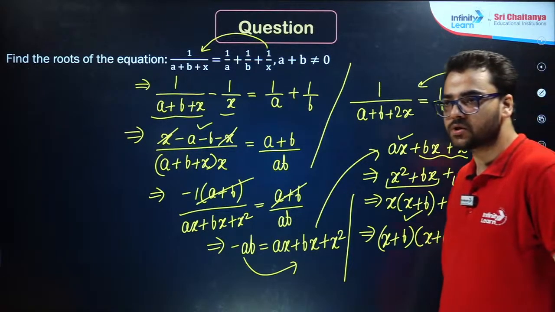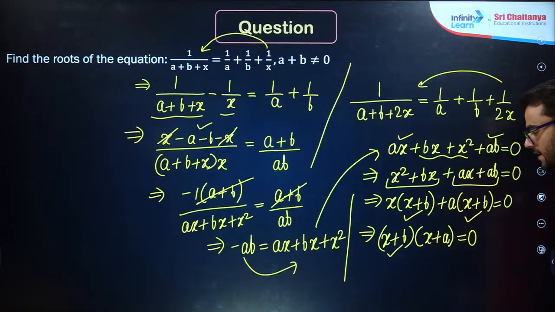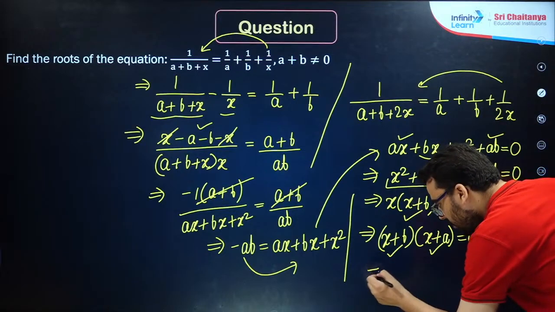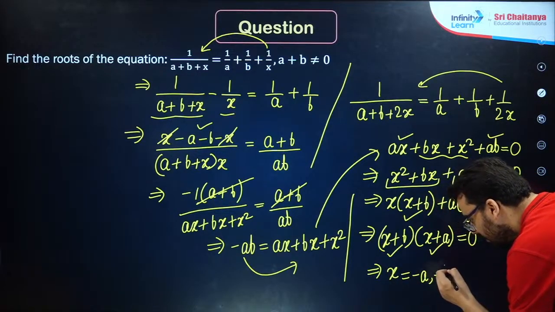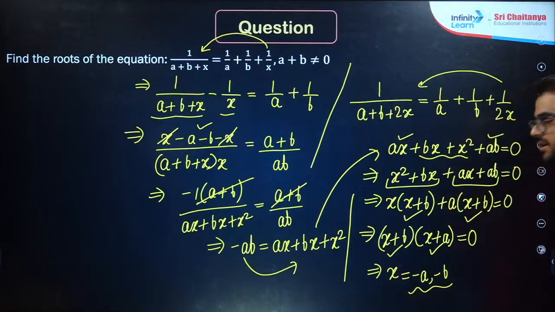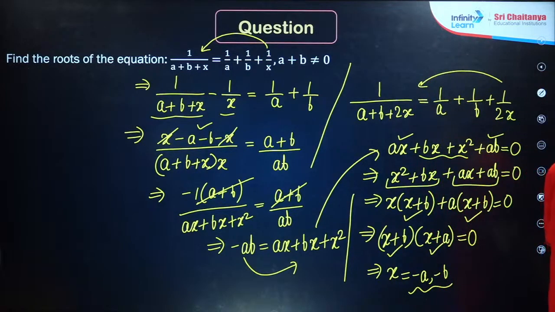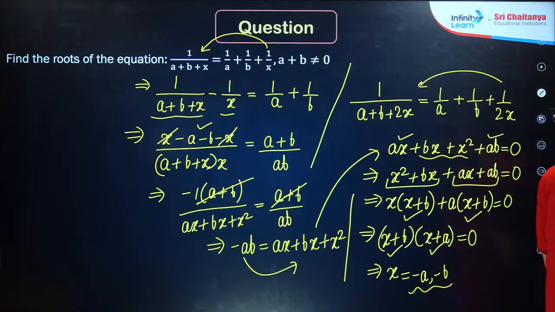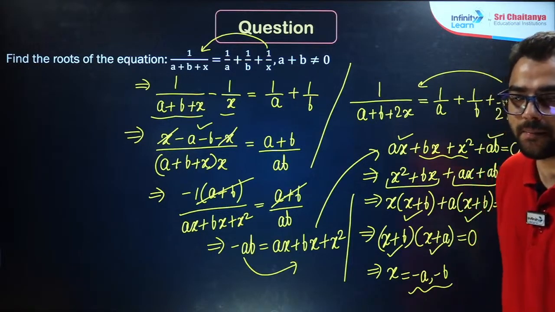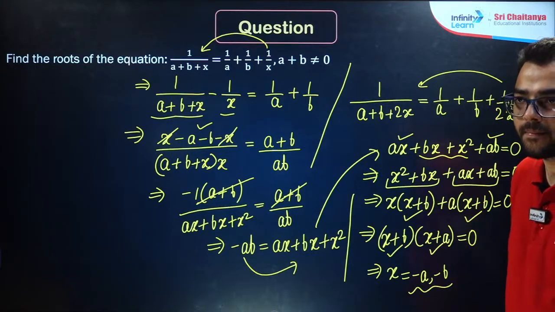So what will be the roots over here? If you put this is equal to 0, you'll get x is equal to minus b. If you put this is equal to 0, you'll get x is equal to minus a. So minus a comma minus b, these are the solutions of this quadratic equation. Is that clear? Exactly.